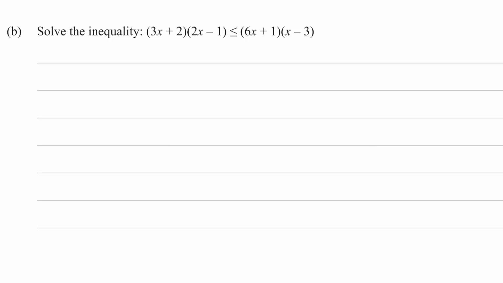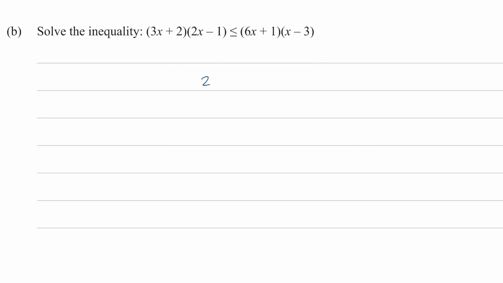Solve the inequality. So we have an inequality, denoted by that less than or equal to symbol. On the left-hand side, we have two sets of brackets, likewise on the right-hand side. And solving the inequality just means get x by itself on one side. So for example, x is less than or equal to 4. We've solved the inequality. We found the value of x that makes this inequality true.